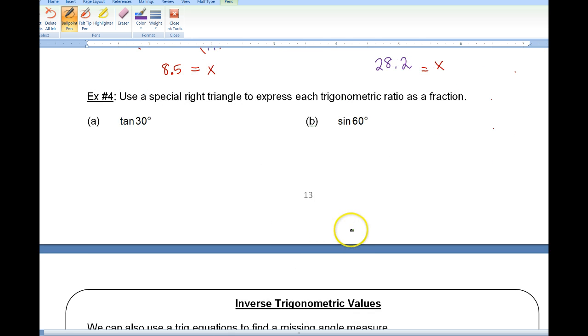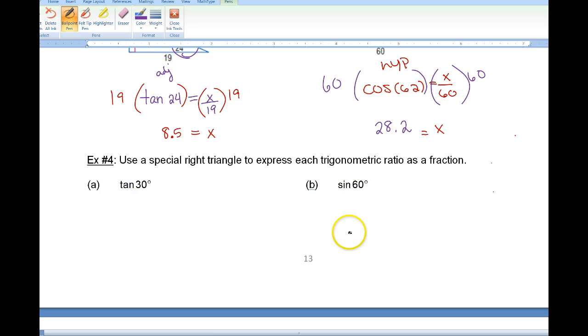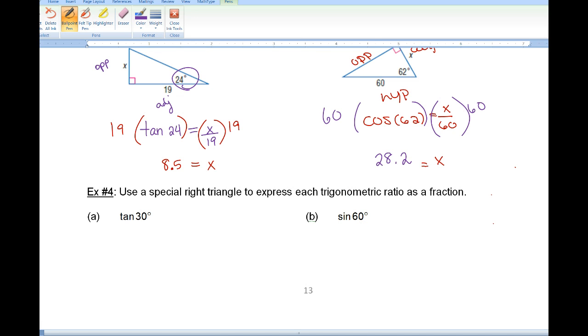Okay, quickly, because we only have a few more minutes. Use a special right triangle to express each trig ratio as a fraction. So this is something that we were just talking about, tangent of 30 degrees. So here's what we'll do. We'll just make a quick sketch of a 30-60-90 triangle. Now, you can label it just like this with the x's in there, like x, 2x, and x root 3. Or you could just put a 1, a 2, and a root 3.